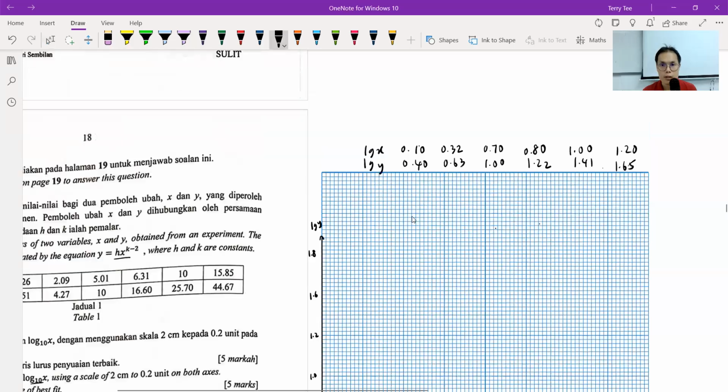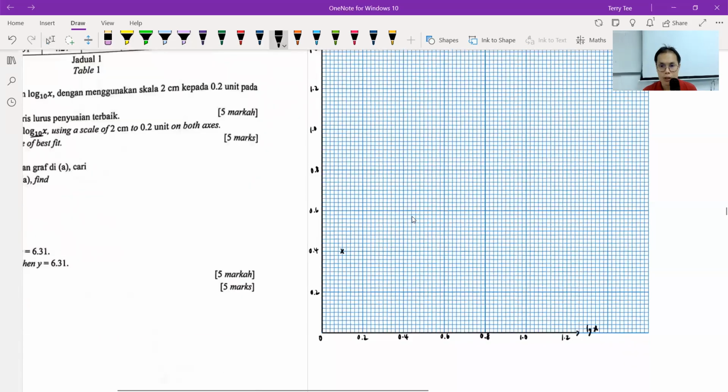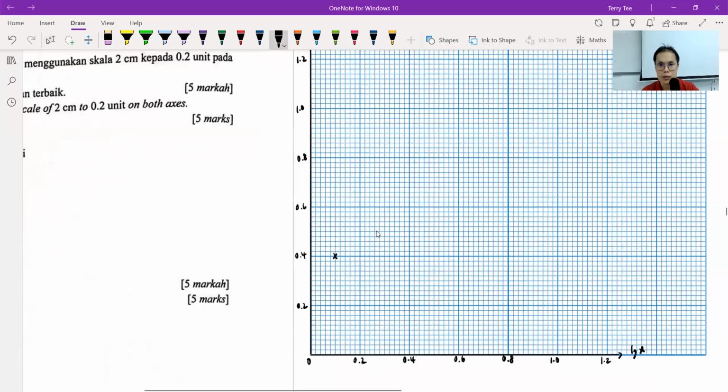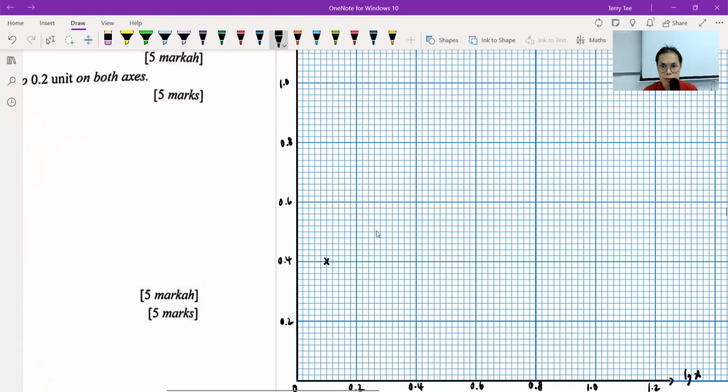Second point is 0.32, 0.63. 0.32. Okay, 32 is a bit hard to see, so I zoom in a bit. 0.3 will be here, right? 32 will be slightly more, one more box more than that. 0.63. Now I can't exactly read 63. 63 must be in between. 62 is okay. This is 62. 63 is in between. So it's here. Okay. Maybe a bit lower in between both of them.